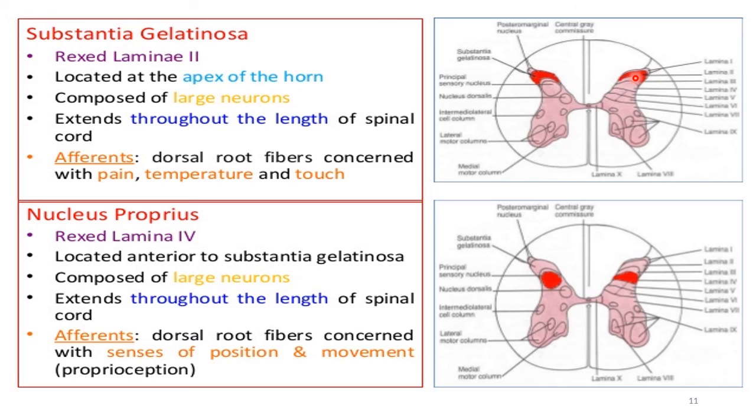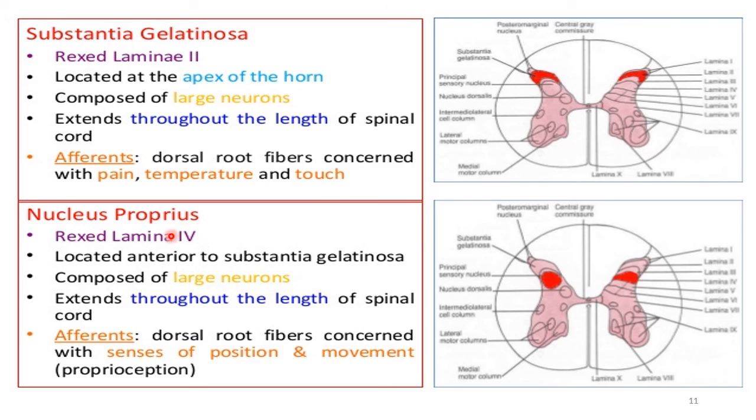Okay. Next slide. If the fibers enter the dorsal horn, there is one dominant layer, that is the substantia gelatinosa, and this is known as Rexed laminae 2. They are located at the apex of the horn. It is termed substantia gelatinosa because of its appearance. It is composed of large neurons present throughout the length of the spinal cord. They carry the fibers of pain, temperature and crude touch. Mind it, it is a crude touch.